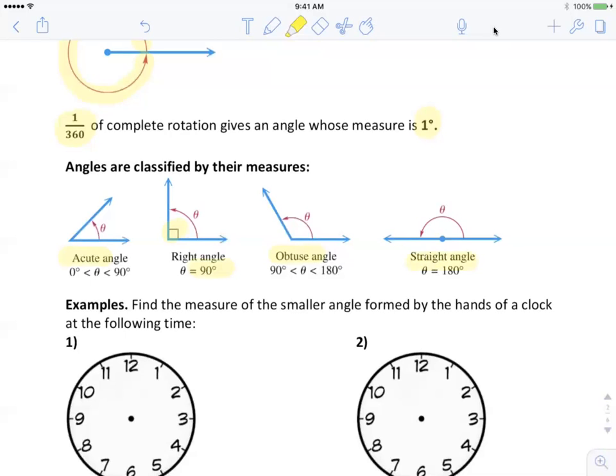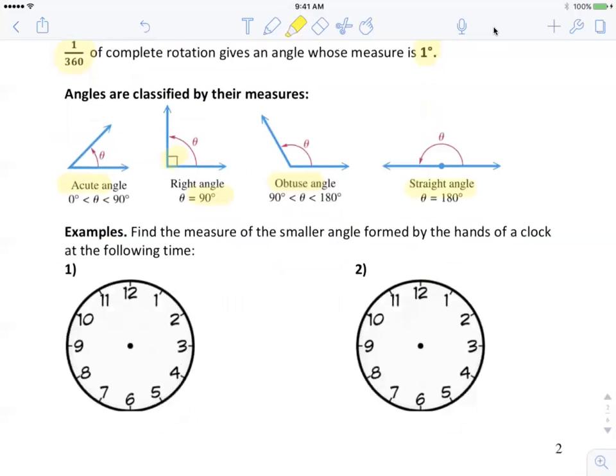Okay, so let's practice with some degree measure. A good way to do that is just use a clock. So this one says find the measure of the smaller angle formed by the hands on the clock. Okay, so let's just do an example of, say, 4 o'clock. All right, there are my hands. And so we want to find the smaller angle, which would be that side. What is the measure of that angle in degrees?